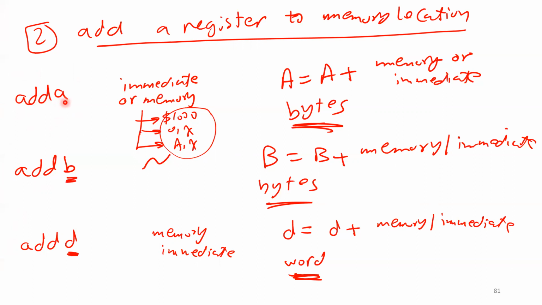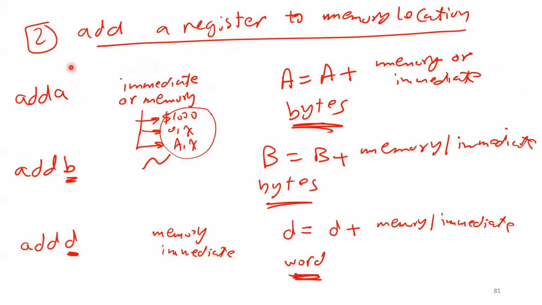The first one here, add A, and this instruction needs only 1 operand. This operand has to be an immediate value or a memory location. Again, as I said before, immediate value means hashtag. Memory location has different formats or different ways, as I explained before, like this one, this one, and so on. So here, add A, register A, and then here you have to put an immediate value, or write a memory location.